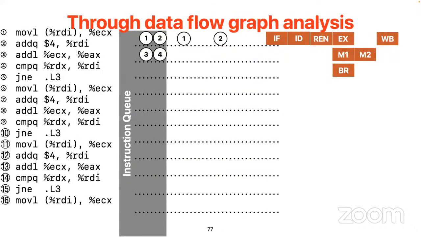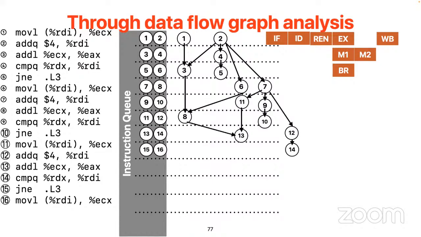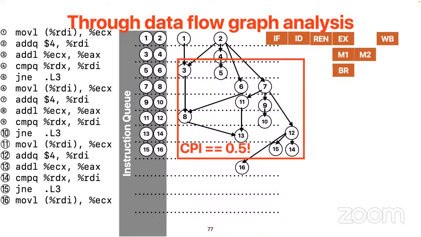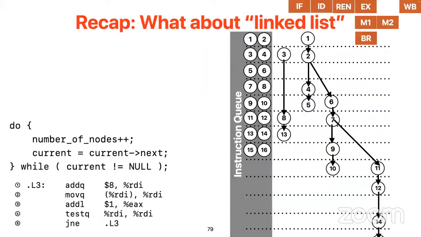But both representations should be equivalent if you want to see the performance of your code. So it turns out if you use data flow graph analysis, you will see that the CPI is also equal to 0.5.